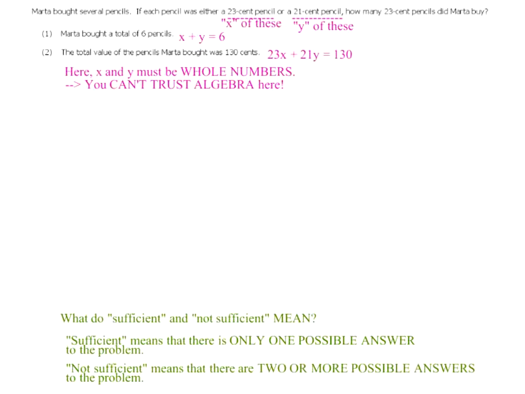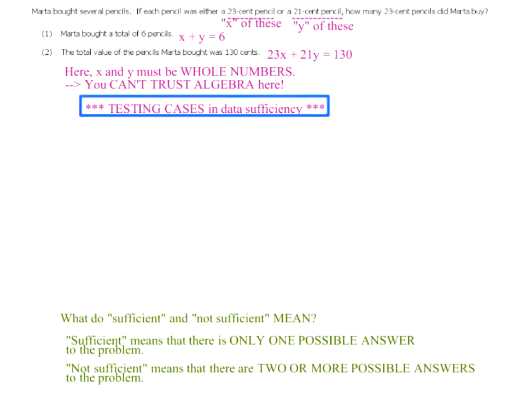Okay, back to what we're doing here. What you have to do in this problem, and what is a very useful technique on others, even if you don't have to do it, is testing cases. Let's talk about what that means. Remember what sufficient and not sufficient are. Sufficient means you can only get a single possible answer to the question. Not sufficient means that you can get two or more answers to the question.